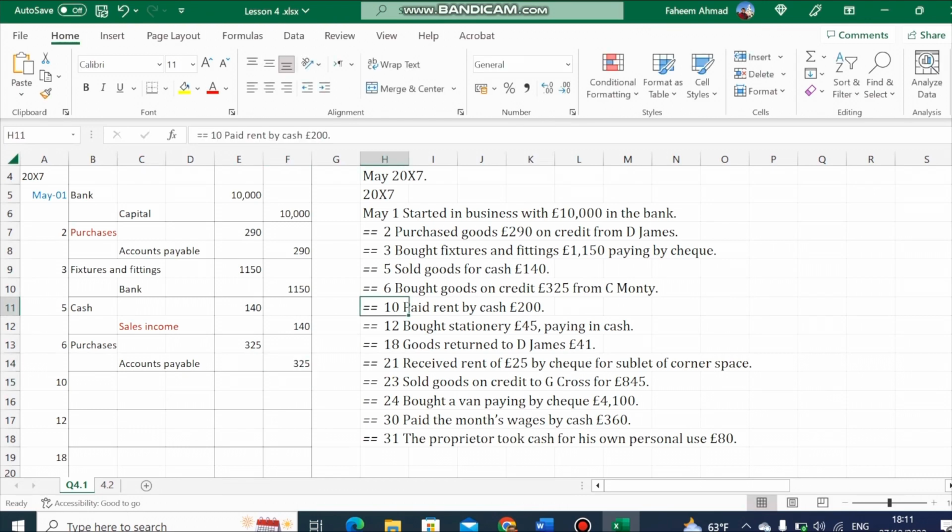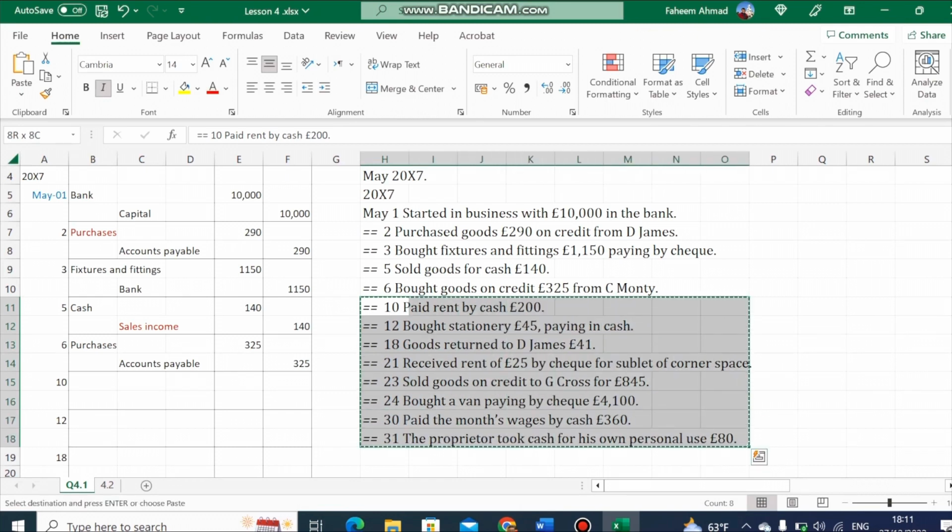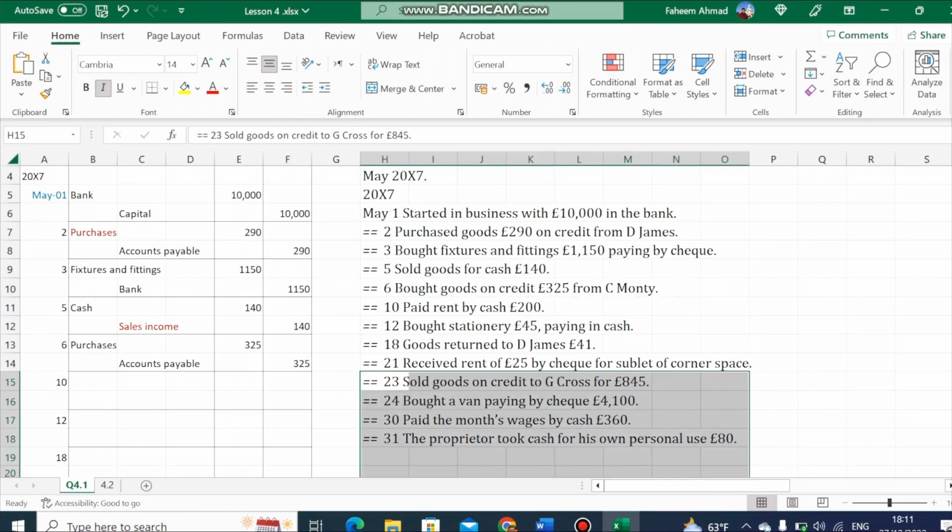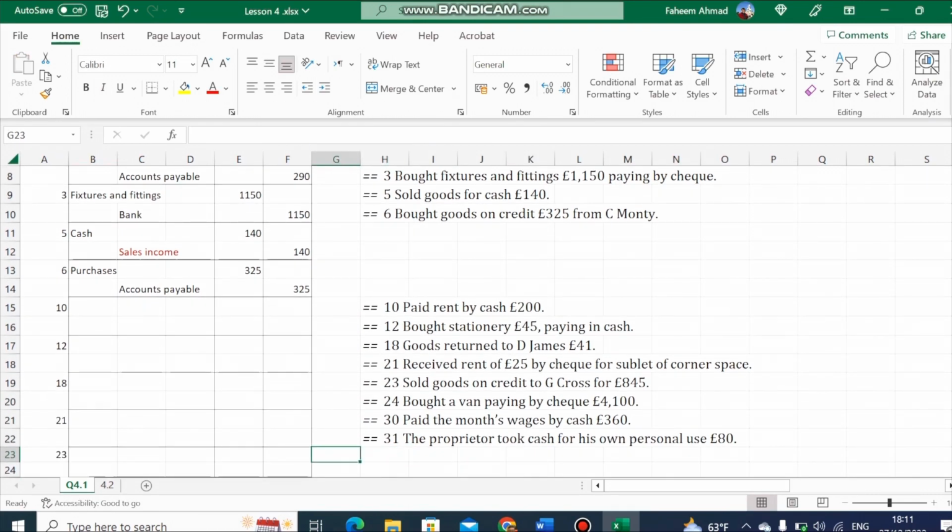Okay, next transaction on number 10. I will just move down these transactions. So, number 10, paid rent by cash. Rent is an expense. Expense increases, debit. So, rent expense debit 200, and it is paid by cash. Cash is an asset, decreases, credit.